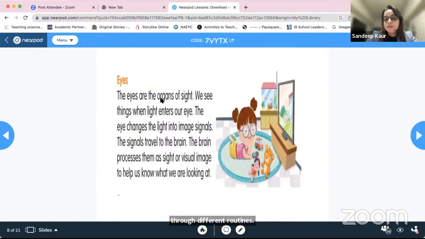The eyes are the organs of sight. We see things when light enters our eye. The eye changes the light into image signals. The signals travel to the brain. The brain processes them as a sight or a visual image to help us to know what we are looking at. You can also ask the students, what do you think about the text?